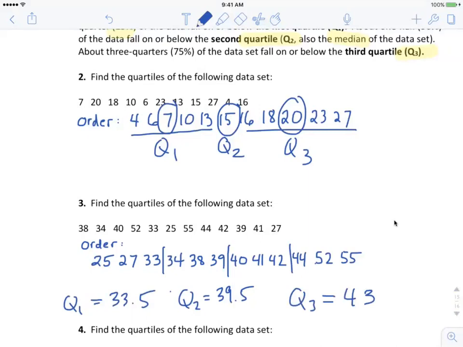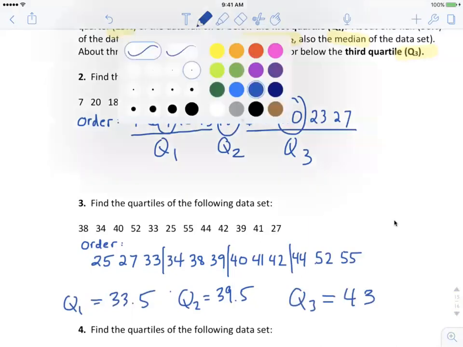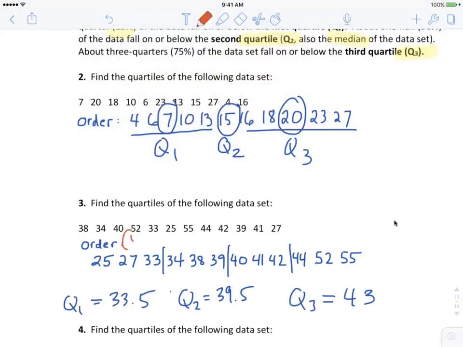Notice here we have 3 data values in each of the 4 equal parts, right? So my parts are part 1, 2, 3, 4. 4 equal parts, 3 data values in each part. And the quartiles are the dividers for those parts. Okay, let's try one more.